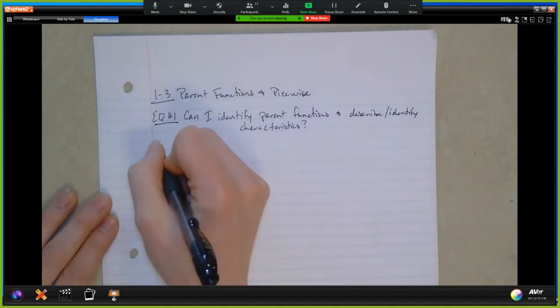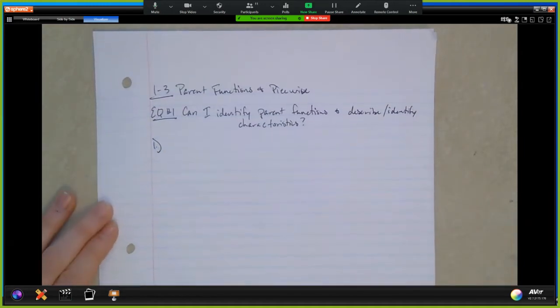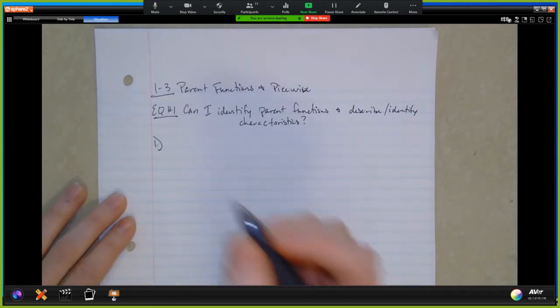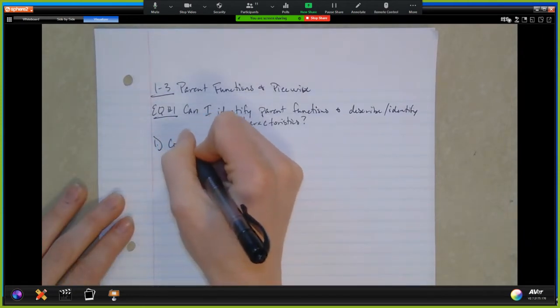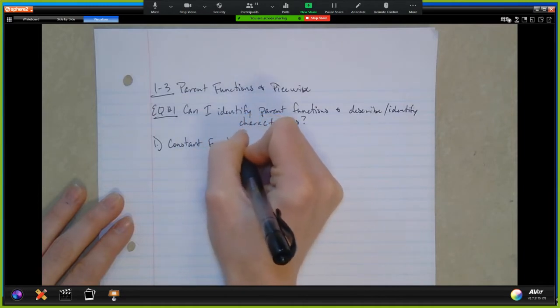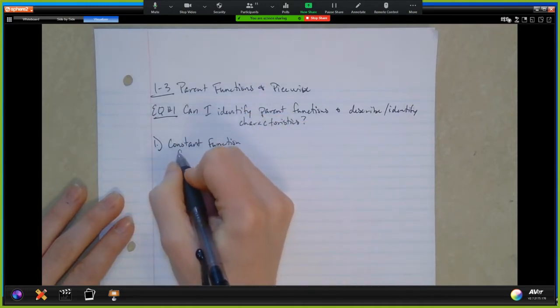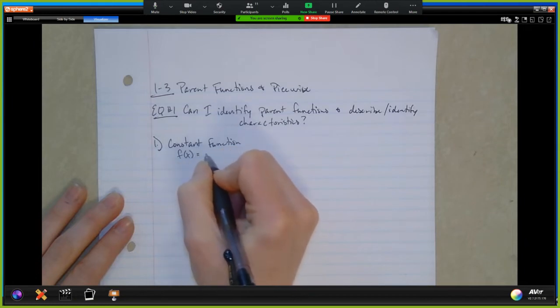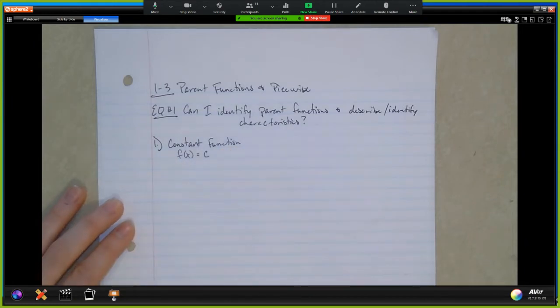So our first parent function is our simplest. It's our constant function. So if we have f of x equals some constant, so some value, some number, and that constant.